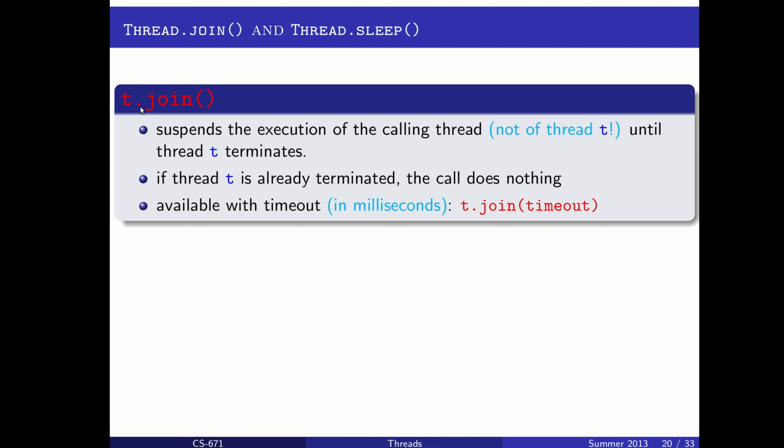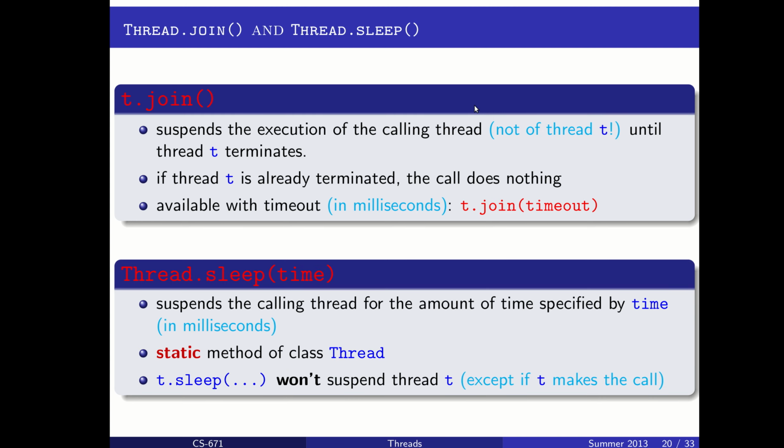If thread T has already terminated, then we don't pause execution of our thread. This call does nothing. It is available with a timeout of some amount, so that if the thread T gets hung up on something or takes too long, we can come back and start executing again this calling thread, the one that was going on when we called join. So Thread.sleep, you'll notice, is a static method.